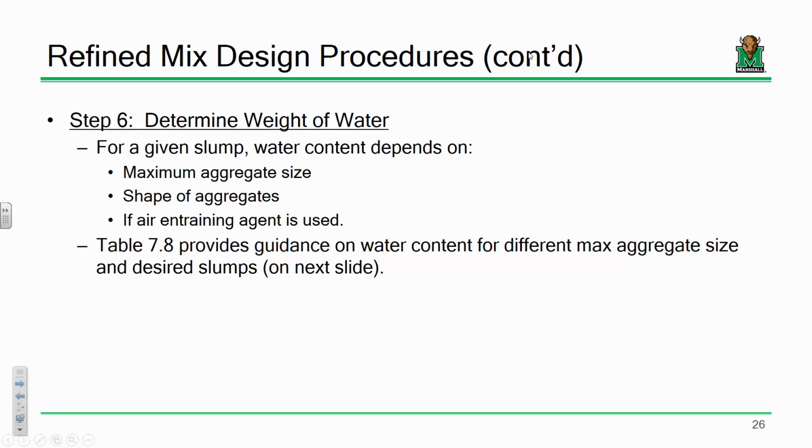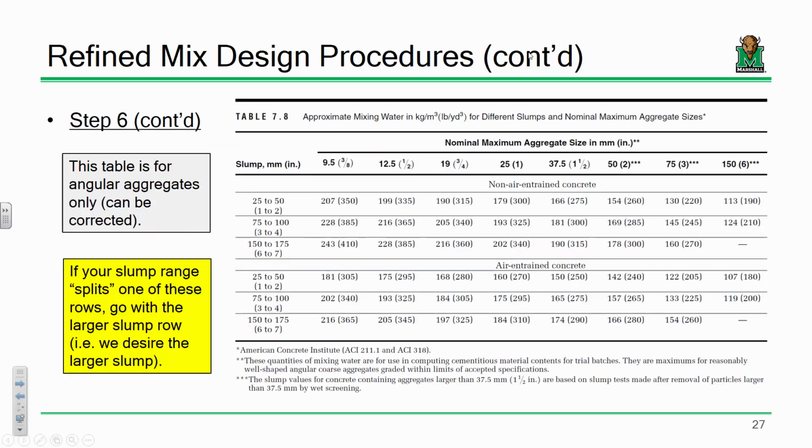So for a given slump, our water content is going to depend on a few things. It's going to depend on aggregate size. It's going to depend on the shape of aggregates, right? Remember that whole angular, subangular, rounded, subrounded, remember that? Based on the shape of our aggregates, rounded aggregates tend to be more workable, so you don't need as much water. So it's something to keep in mind. And also whether or not we have air entrainer.